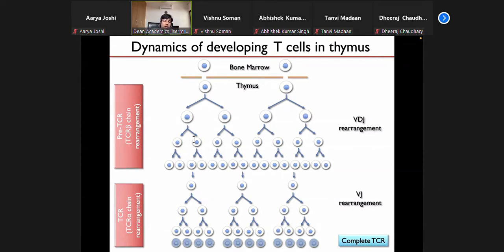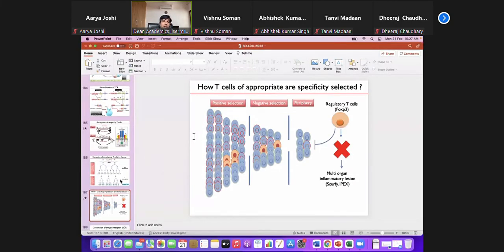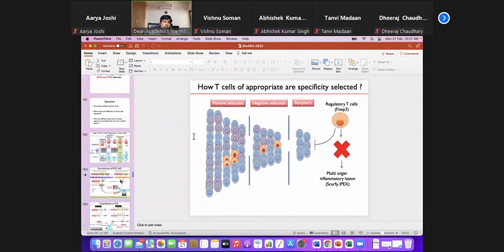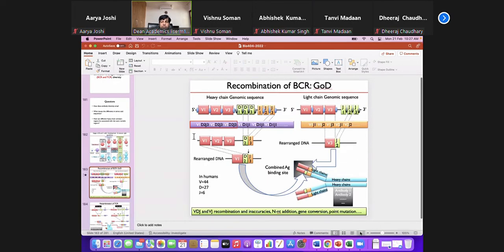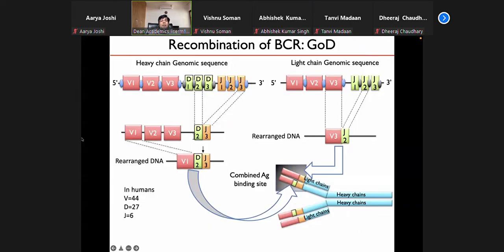So let's now go back to the same thing. How exactly this VDJ and VJ rearrangement is taking place. Yeah, so this slide. We call it generation of diversity. If you want to call it diversity, feel free to do that. The process is called recombination of BCR or recombination of TCR.